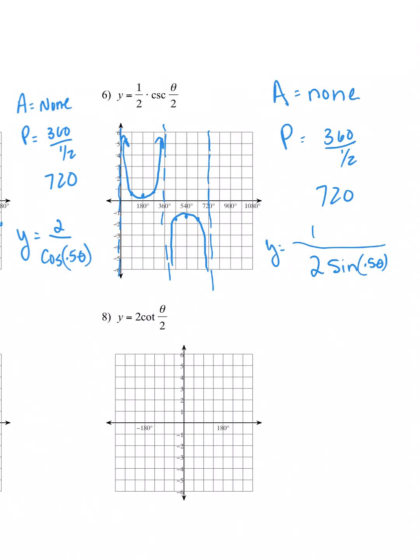720 is an error, and then it's 0.7071, 1/2, and that, and another error. And this one, this U goes like this. And that is your graph.